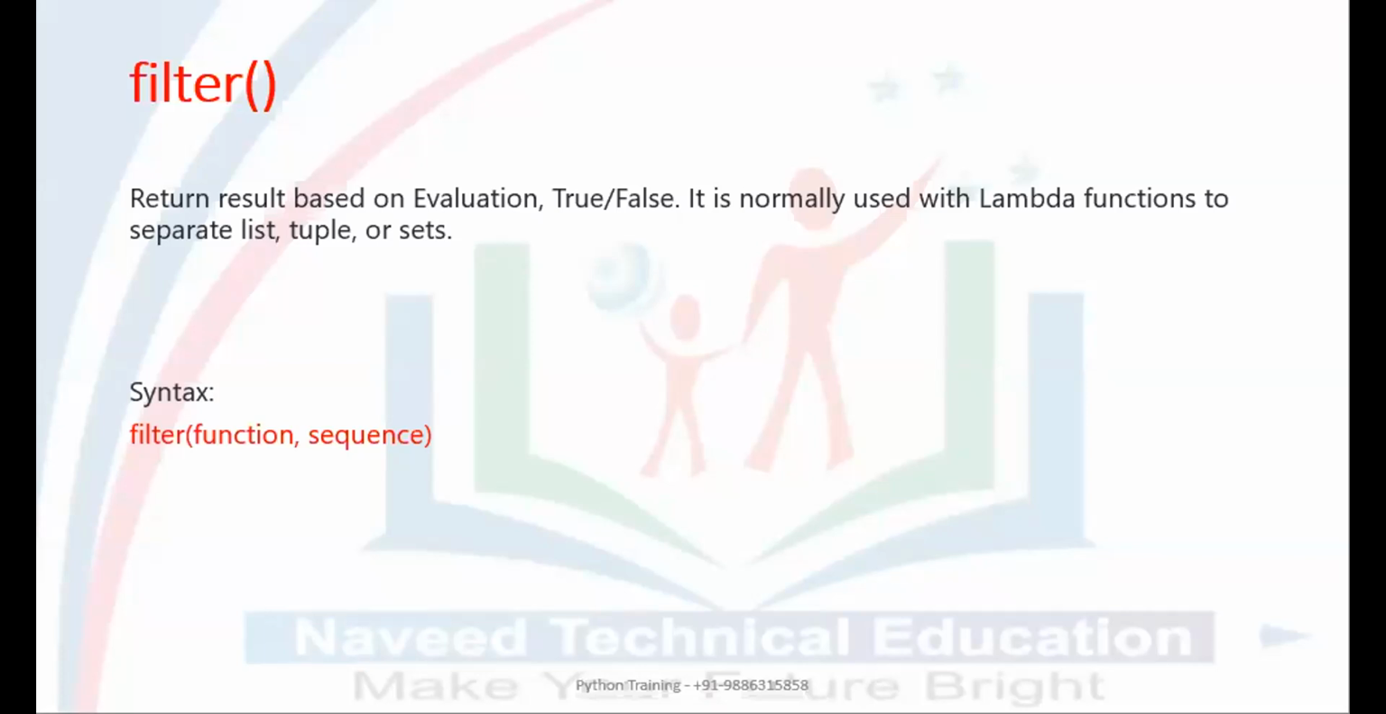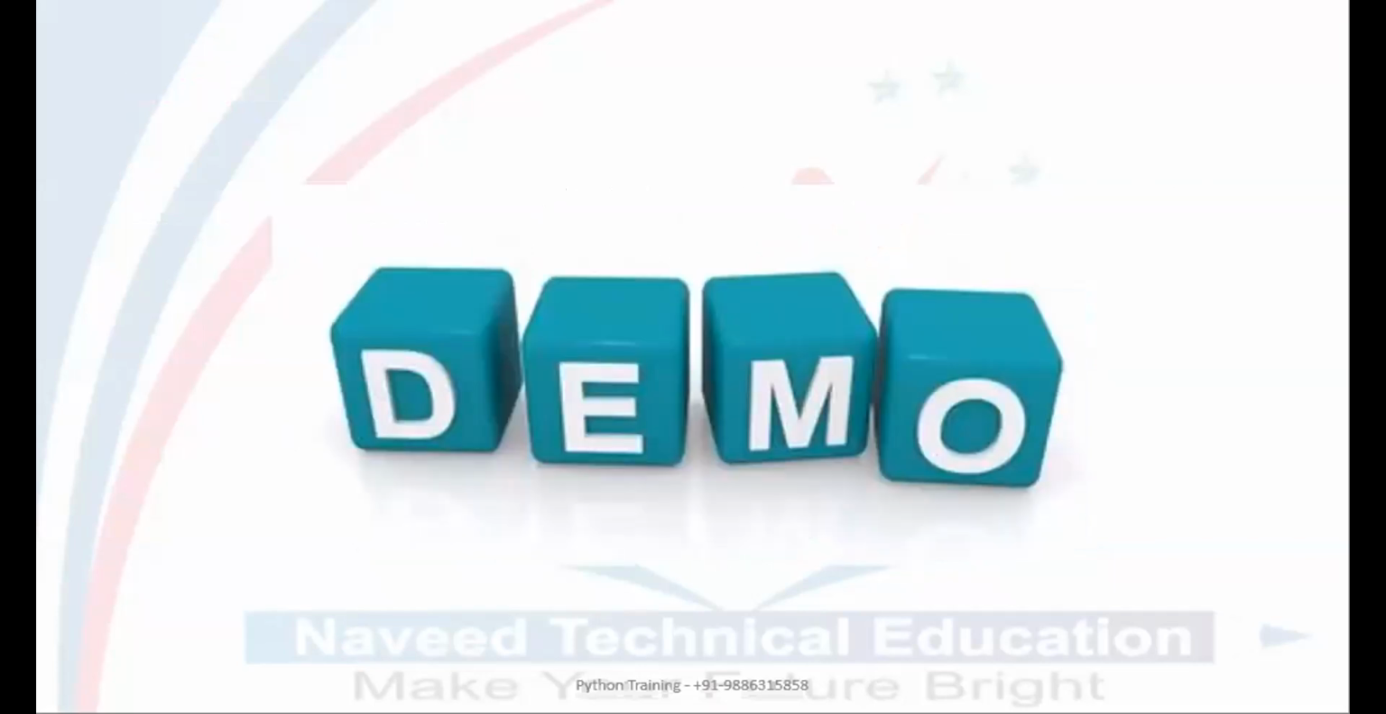It first filters the given sequence with the help of a function that tests each element in the sequence to be true or not. Always remember, it is normally used with a lambda function to separate your list, tuple or sets. Below is the syntax, where we use the keyword filter along with the function and the sequence. Now let's have a look at the demo to have a better understanding of this.